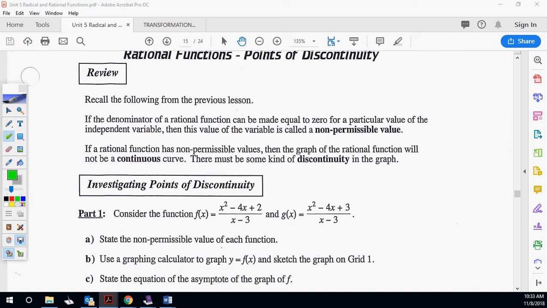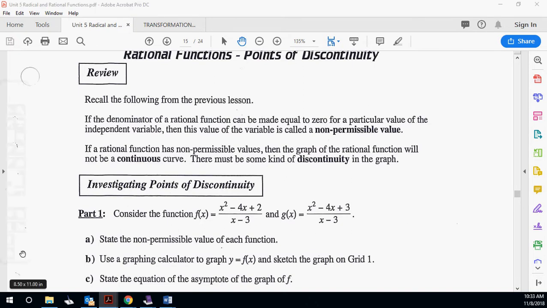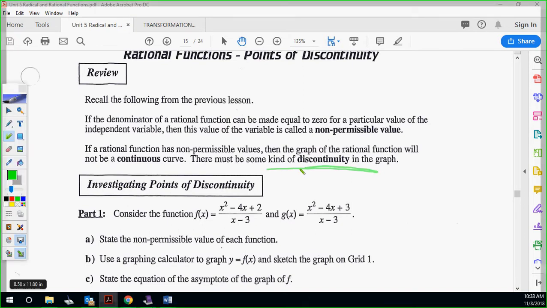So if you ever have something that makes 0 on the bottom, there will be some kind of discontinuity there. So that means within the graph, it'll either be the asymptote, which breaks the graph, or there'll be a hole there. Today we're talking about the hole. It's the point of discontinuity. Okay? So questions on that?